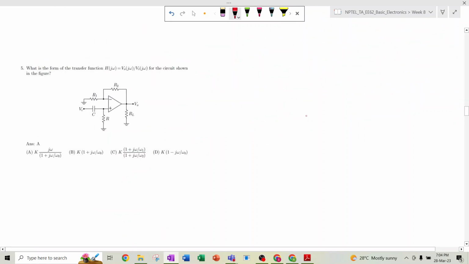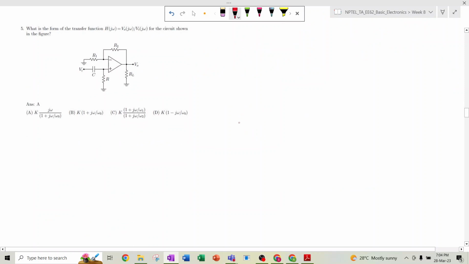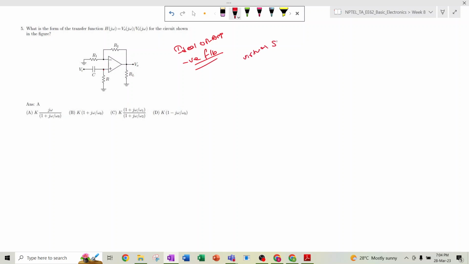Okay, so what is the form of the transfer function of the circuit shown in the figure? How can we do this? Here you can easily see this is an ideal op amp, and it also has negative feedback. So the virtual short concept holds.